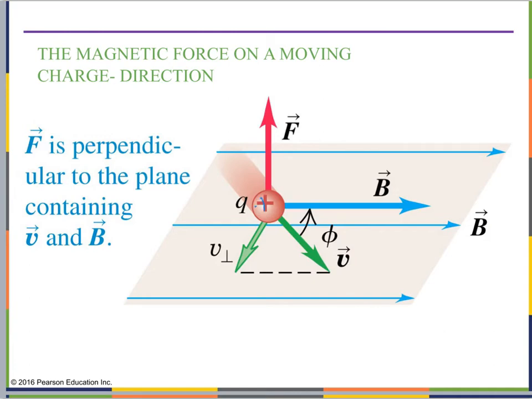And for a positive charge, that's the direction of the force, because for a positive charge, the force is in the same direction as V cross B. If you put a negative charge in there, then V cross B gives you the direction, and then you put the minus sign in front of it, and that flips it.